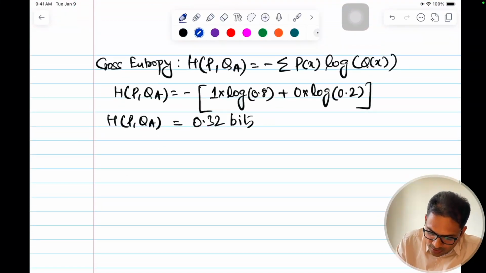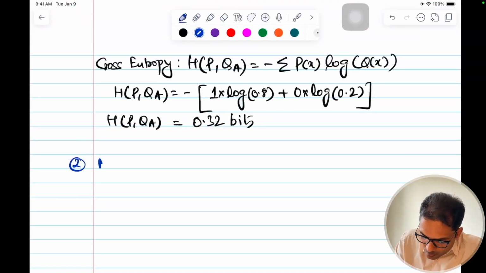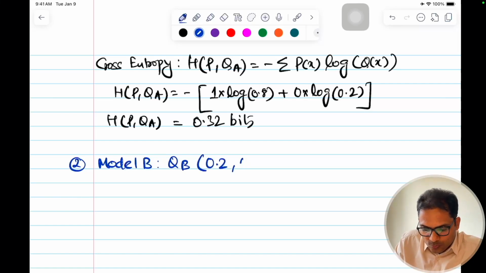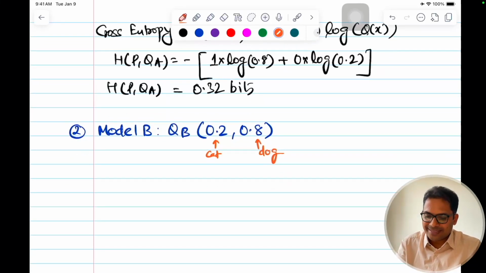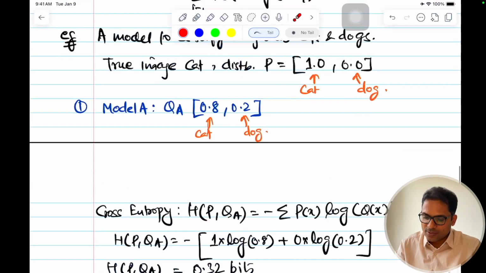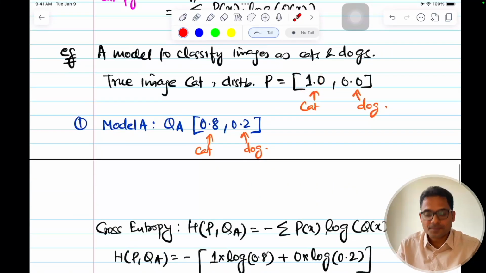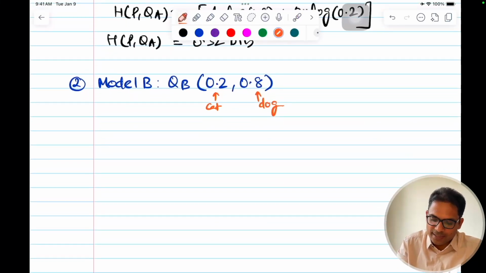Now let's see model B. There's a model B which is predicting that it is 0.2 cat and 0.8 dog. Opposite, this is cat and this is dog. Let's measure the cross entropy of this now. This model is saying that this is 20% cat and 80% dog. Actual is 100% cat. What will be the cross entropy? Let me write it directly.